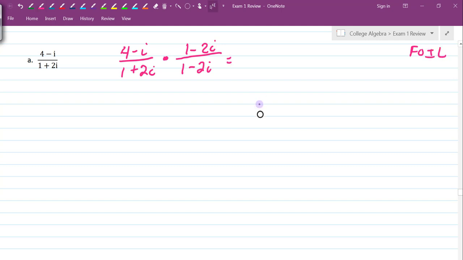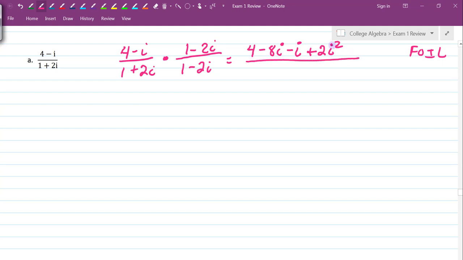So we're going to do the numerator first, so it's 4 times 1, which is 4. 4 times negative 2i is negative 8i. Negative i times 1 is negative i. And then negative i times negative 2i is a positive 2i squared. Okay, if my computer will continue to support what I know I'm supposed to be writing. Put a dot right there.